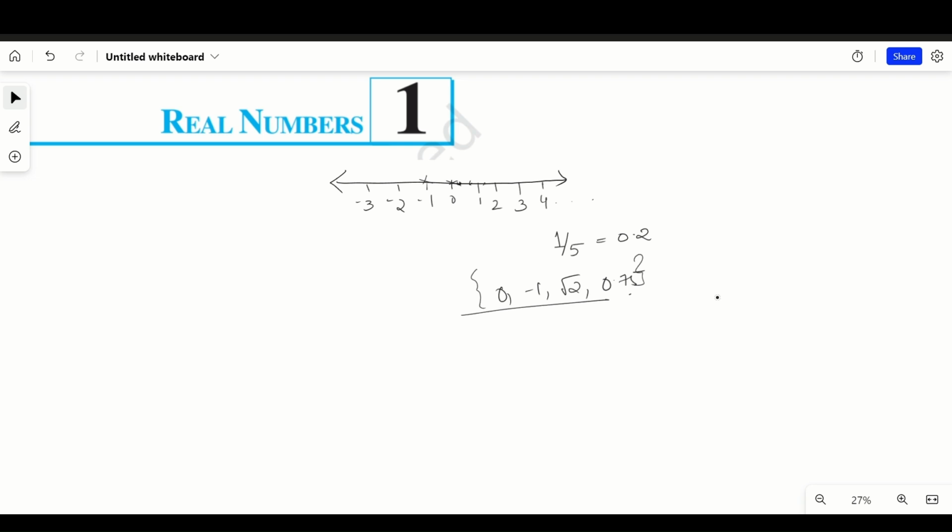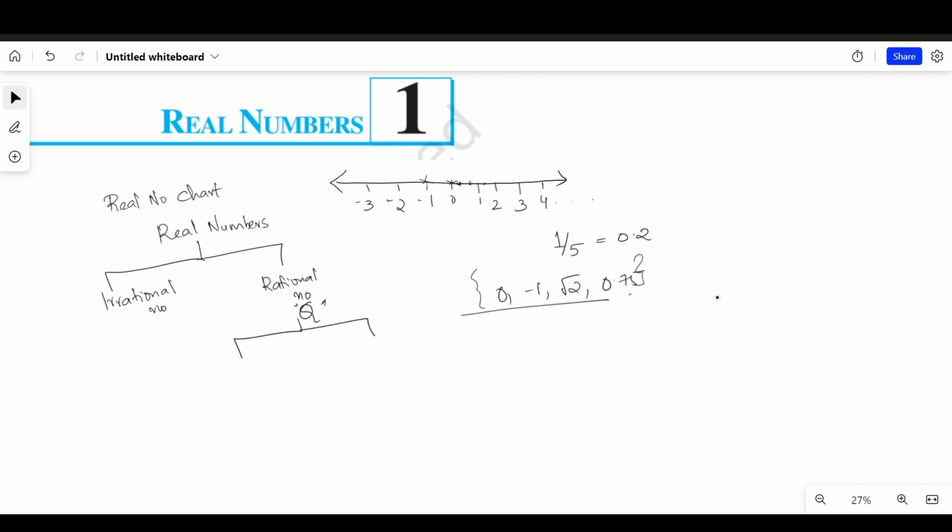And real numbers can be represented as a chart known as the real number chart. Real numbers are actually the union of irrational numbers and rational numbers. Rational number is represented by the letter Q. So rational numbers can be integers as well as non-integer rational numbers.